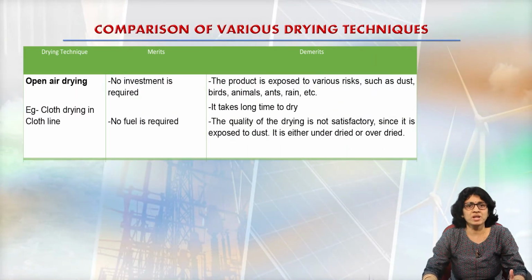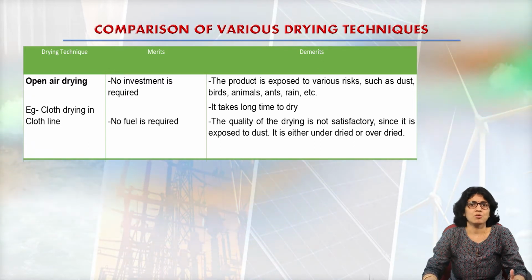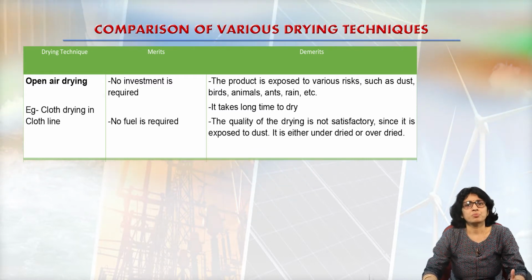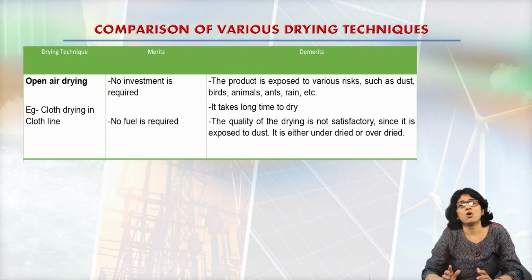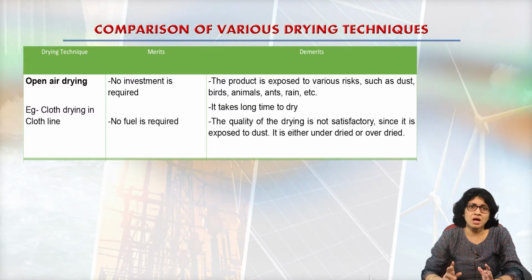First is the open air drying. The advantages are no investment is required, no fuel is required. Disadvantages are the product is exposed to various risks such as dust, birds, animals, ants, rain, etc. The second disadvantage is it takes a long time to dry. Third is the quality of drying is not satisfactory. Since it is exposed to dust, it is either under dried or over dried. The example of an open air drying is cloth drying.